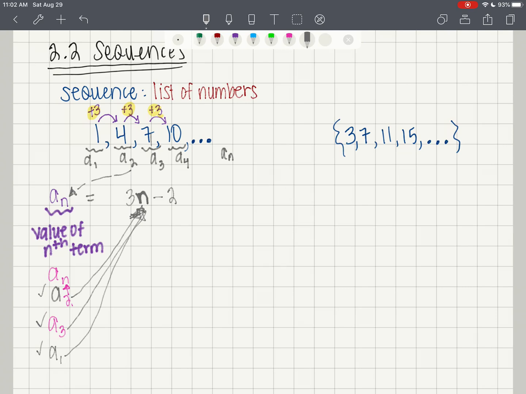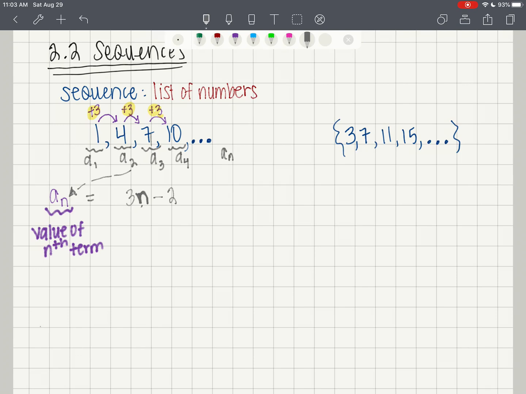So I think that we've got it, but I'm just going to try one more. Let's try a sub 4. If I put a 4 in for n, 3 times 4 is 12. 12 minus 2 is 10. And that is our rule. So I'm going to erase all of this.